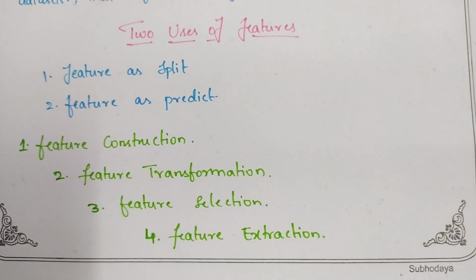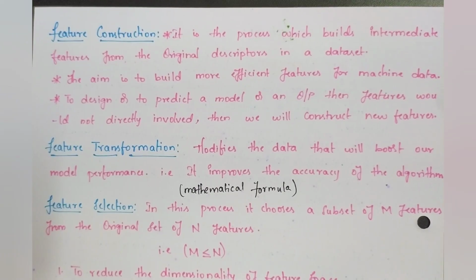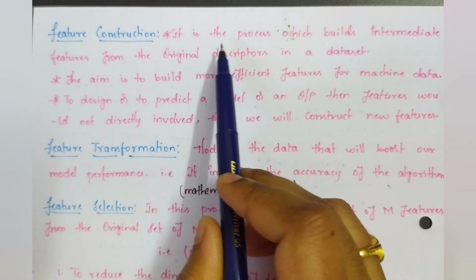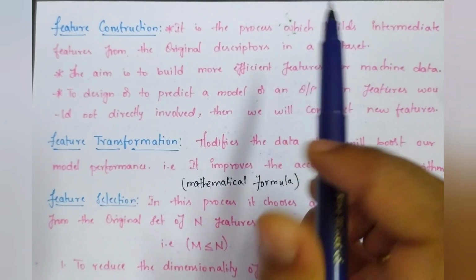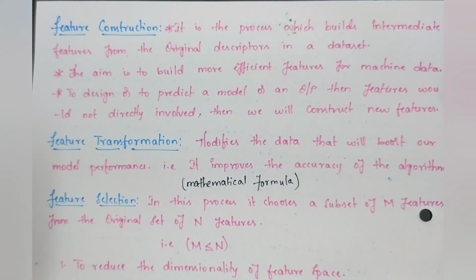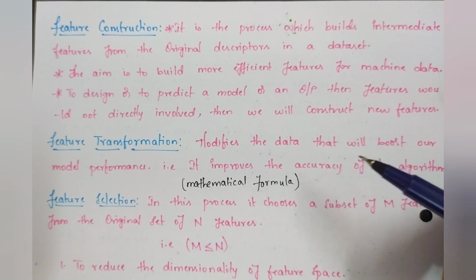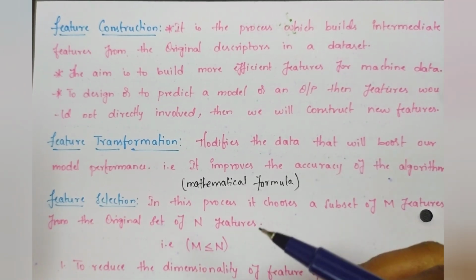To do the feature engineering process, we have four main steps: feature construction, feature transformation, feature selection, and feature extraction. Getting to feature construction first, it is the process which builds intermediate features from the original descriptors in a data set. That means it will enrich the current data by adding some derived features.